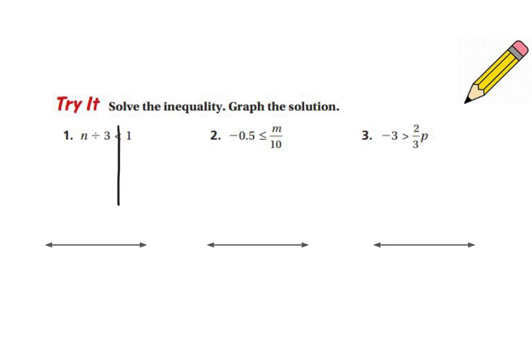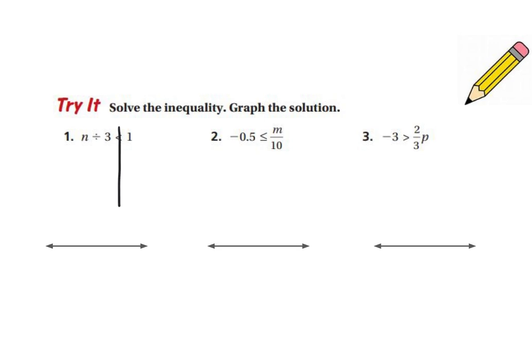For number 1, we have to undo divide by 3. So we're going to multiply by 3 instead. So whatever we do to one side, we do to the other as well. 3 divided by 3 is 1. So we're left with n is less than, and 1 times 3 is 3. Open circle because it's not equal to. Arrow to the left because it's less than.